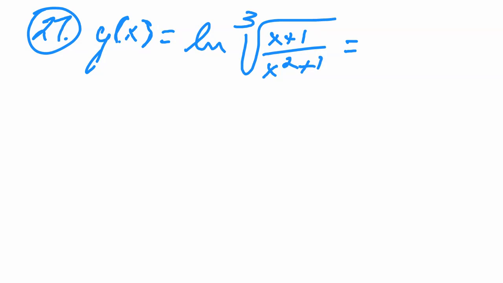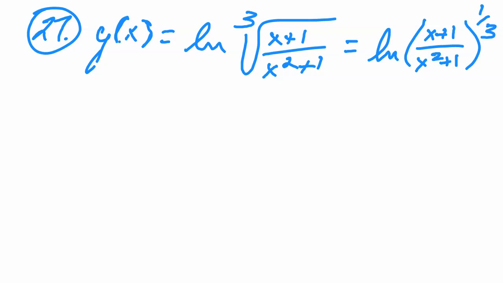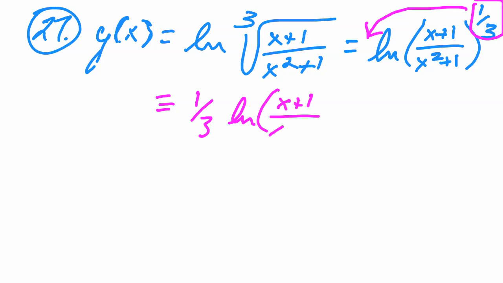So I'm going to rewrite this as the natural log of x plus 1 over x squared plus 1 quantity to the 1/3 power. Now I can use the power rule for logs, and I can drop that down in front. So g of x is equivalent to 1/3 natural log of x plus 1 over x squared plus 1. If I take the derivative of this, the derivative of the natural log would be 1 over this thing, which is a fraction, which is fine because I could flip it, but then I'd have to take it times the derivative of what's inside, which is using the quotient rule as well.